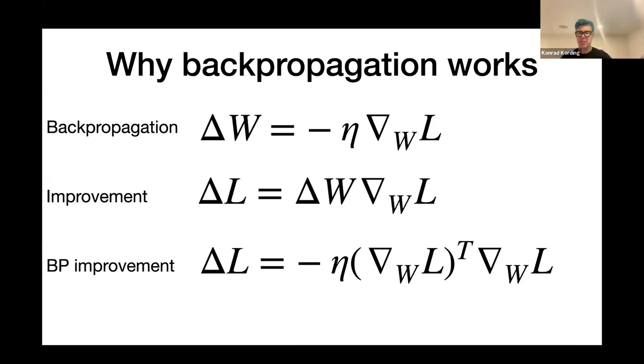But let's first see, why does backpropagation help? Backpropagation or gradient descent helps because the loss goes down by minus eta times the gradient of the loss function transpose times the gradient of the loss function. That shows that gradient descent always makes us better. And that is amazing if you think about it. We now have an algorithm that, regardless of what's going on, is going to make us better. It's the only really, really big thing we ever found out in machine learning.